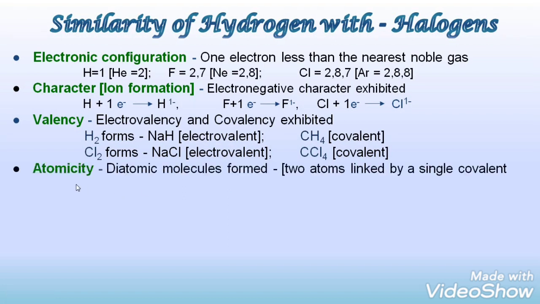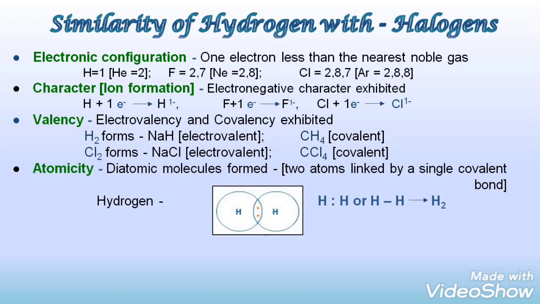We know atomicity is nothing but the number of atoms present in one molecule of an element. When we say diatomic molecule, that means it has two atoms in the molecule of the element. And if these two atoms are linked by a single covalent bond, then we call this a diatomic molecule with a single covalent bond. We have hydrogen here, which forms a diatomic molecule linked by a single covalent bond.